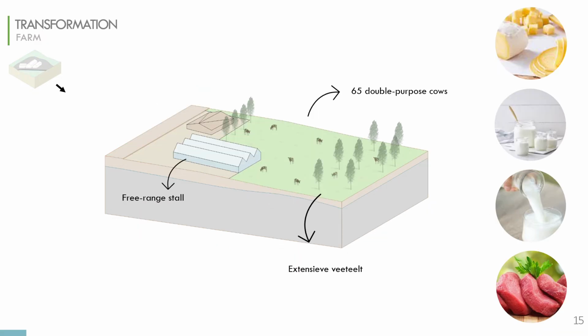The extensive livestock farming with dual-purpose cows provides meat, milk and other byproducts. By using dual-purpose cows, we provide double income and need less arable farming because the cows have a different ration.